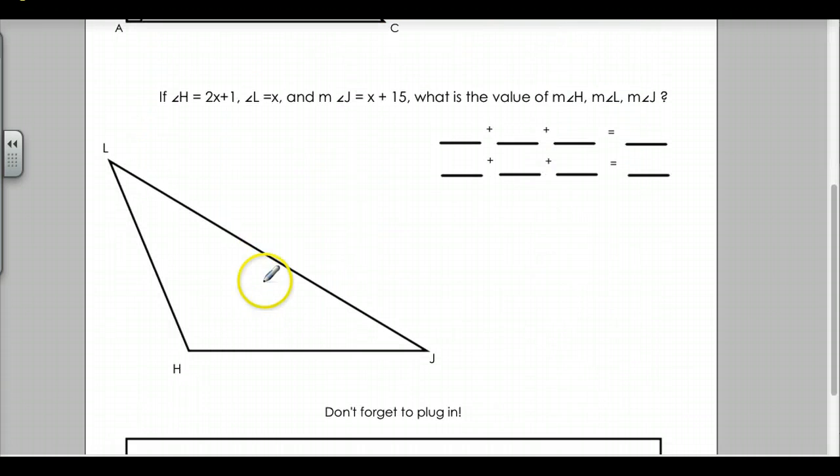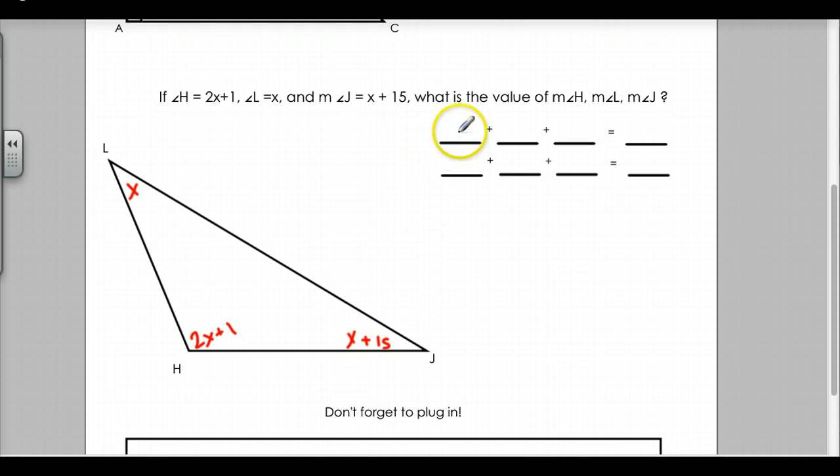All right, here's another example. If angle H equals 2x plus 1, so let's write that in, and angle L equals x, and the measure of angle J equals x plus 15, what is the value of the measure of H, the measure of angle L, and the measure of angle J? Now, that doesn't mean just say J is x plus 15. What you have to do is find out what x is, and just like we did on the other question, plug it in and find out what the values are.